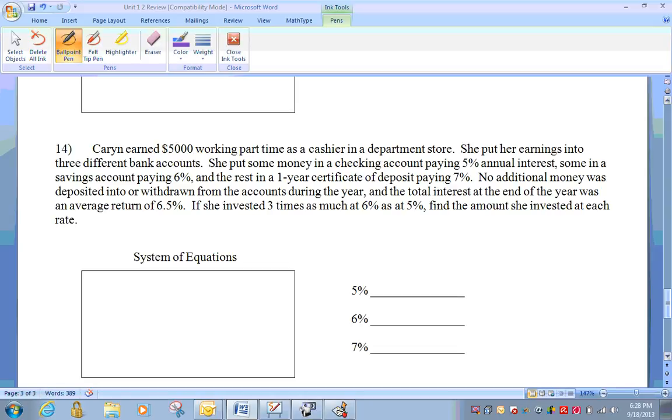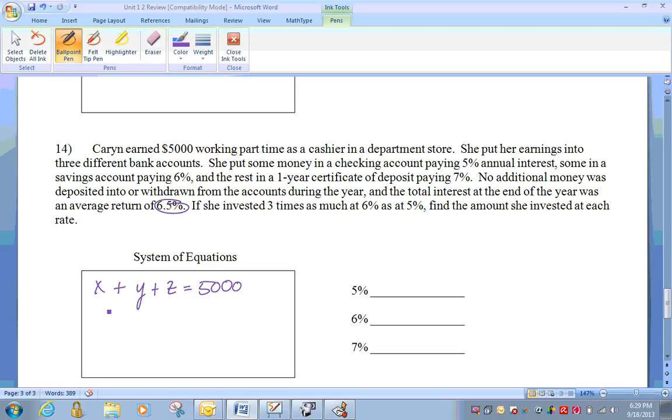No additional money was deposited or withdrawn from the accounts during the year. And the total interest at the end of the year was an average return of 6.5%. Okay, so let's start off. She has 3 accounts. So I'm going to name them X, Y, and Z. And those represent the amount of money that she puts in each account. And the total amount that she invests in those accounts is $5,000.